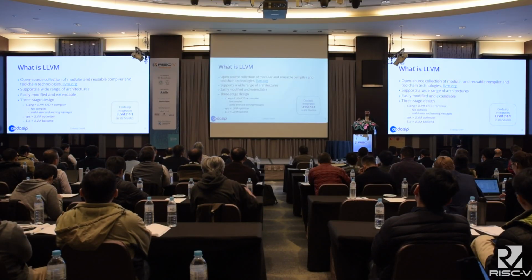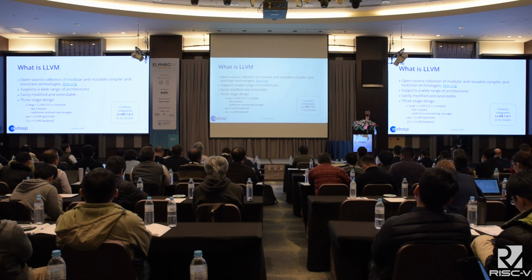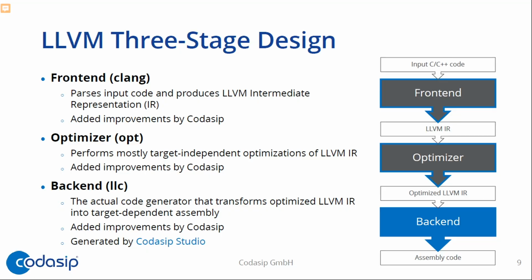Right now, in the current version of Studio, we support LLVM 7.0.1. We are working on the 8th release, so it should be released quite soon in the next generation of Studio. So if you look at the three-stage design, what that actually means to ones that don't know. At the beginning, as input, we have C or C++ code that's parsed by the front end, by Clang. And Clang then produces LLVM intermediate representation, IR for short.